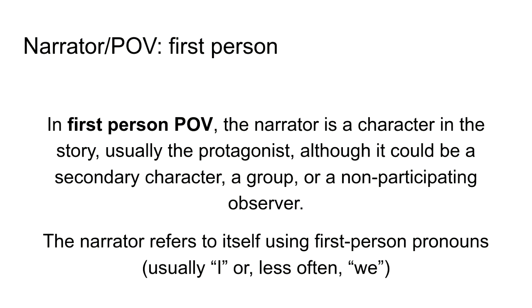It could be a group. Could be sort of a plural community. It could be a non-participating observer that still refers to itself in a first-person way. So, you know, we call it first-person because the narrator refers to itself using first-person pronouns: I, sometimes, we, that's less common, but that does occur. If you detect that the narrator is a character in the story, the character refers to itself as an I, or less common, a we, then what you've got is a first person narrator point of view.